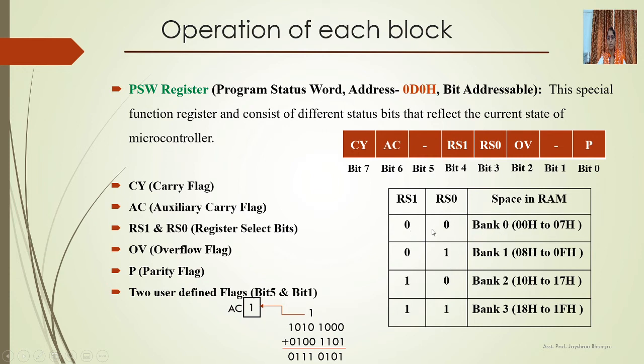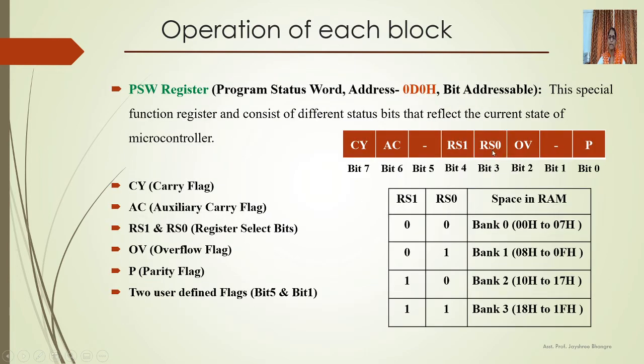So when these two bits are 00, bank 0 will be selected, whose range is 00H to 07H. If RS1 is 0, RS0 is 1, then bank 1 will be selected. If RS1 is 1, RS0 is 0, bank 2 will be selected. And if both bits are 1, 1, then bank 3 will be selected.